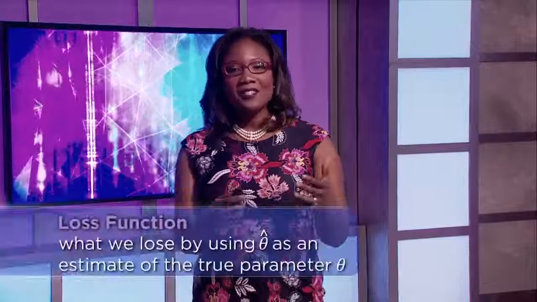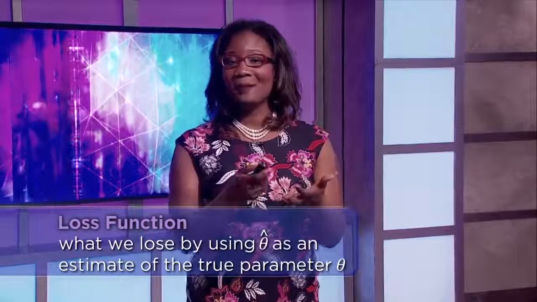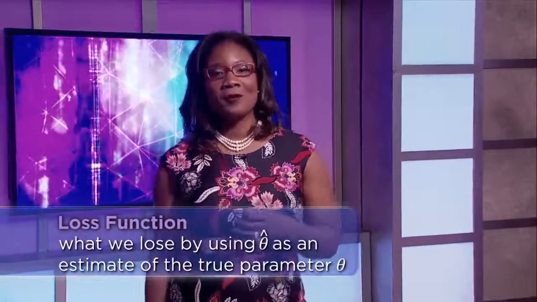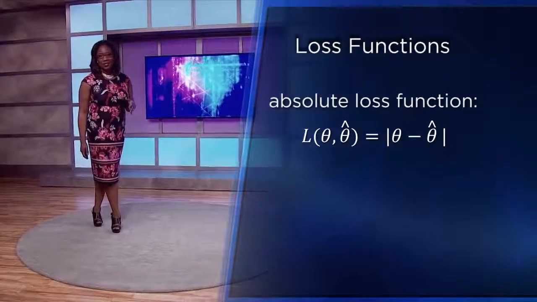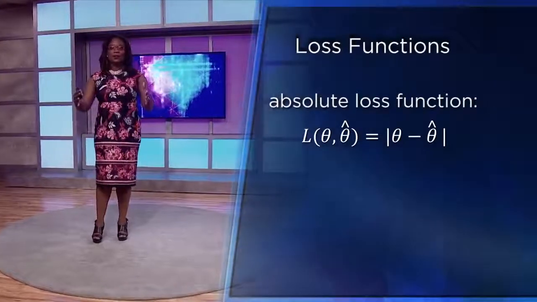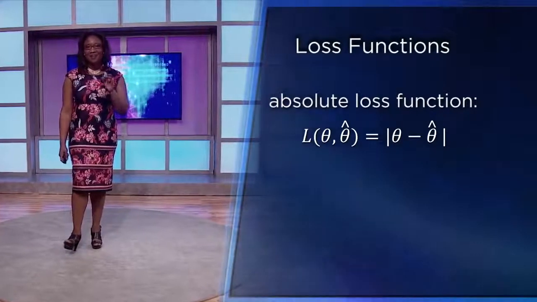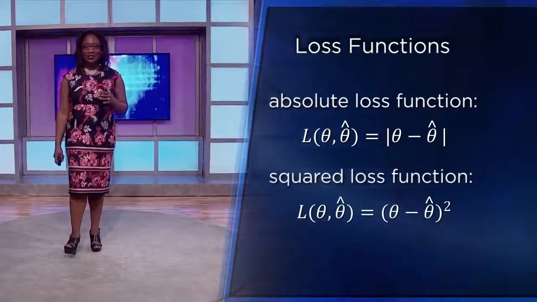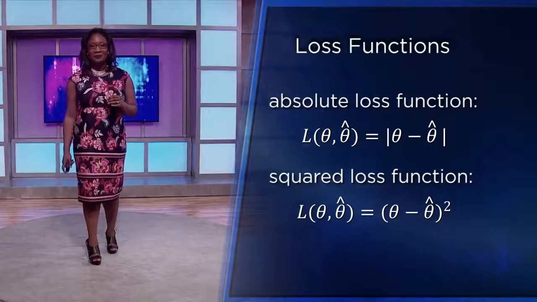Now, we're going to choose an optimal Bayes estimator by choosing the estimate that minimizes what we define as a loss function. This loss function is basically what we lose by using theta hat, so that hat means it's an estimate of the true parameter value of theta. A couple prominent ones: the absolute loss function, which is just the absolute value of our parameter theta minus what we estimate it as. A second one is the squared loss function, where I'm taking that difference of theta minus theta hat and squaring it.